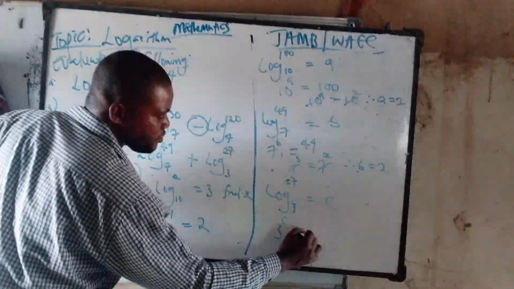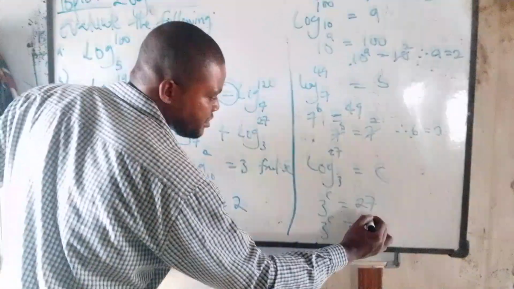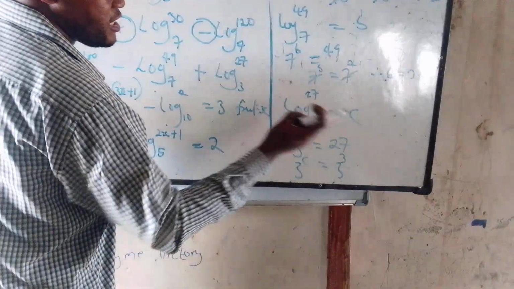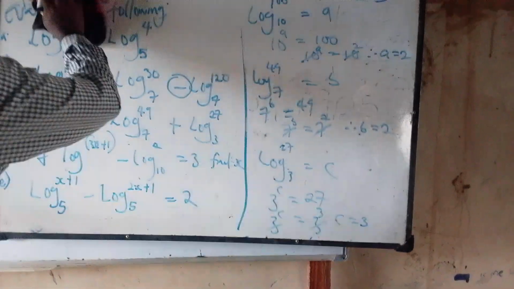At this last point, 3 to the power of C is equal to 27. If I break this down, 3 to the power of C is equal to 3 to the power of 3, because 3 times 3 times 3 is 27. The 3 cancels the 3, therefore C is equal to 3. Then I need to compute my final answer.